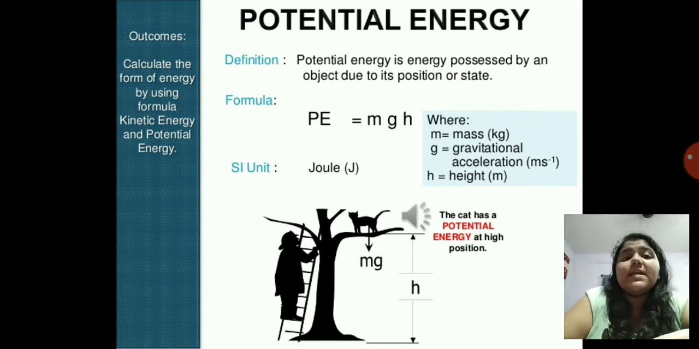The formula is Pe is equal to mg h. You can see the picture over there, the cat is on the tree. So she has a potential energy, stored in her. So m is equal to mass, g is equal to gravitational acceleration, and h is equal to height. The cat has a potential energy at the high position. The SI unit is joule.